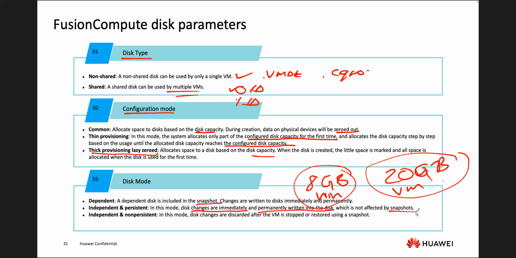And so there are no snapshots there. If you need to restore something, you can't go back to a snapshot and do a previous installation, maybe like a system restore. That's not there because everything is persistently stored to that disk. So you can't undo anything. Or you could have independent and non-persistent. That means that the disk changes are discarded if that VM gets stopped or restored using a snapshot. So those are the three different disk modes. One, dependent, which is included in the snapshot. Then you have independent and persistent, and independent and non-persistent. All right, so that is that.